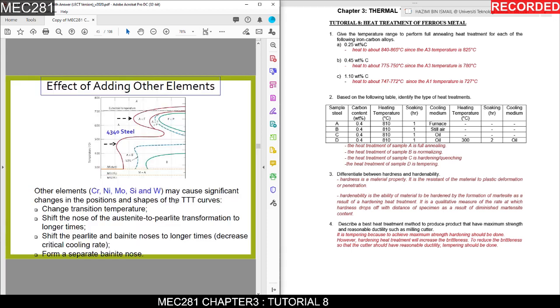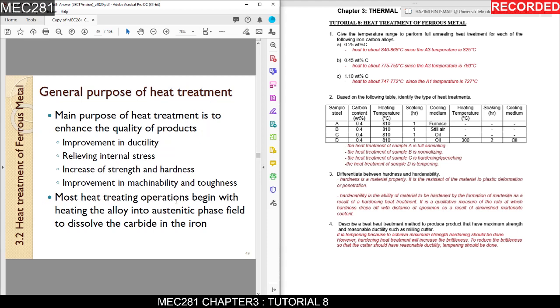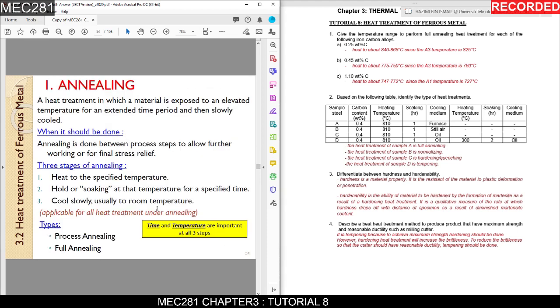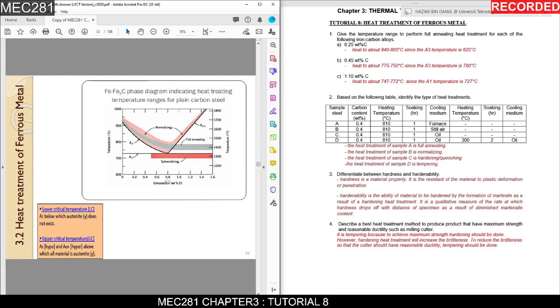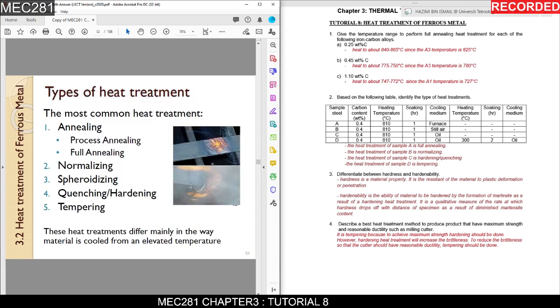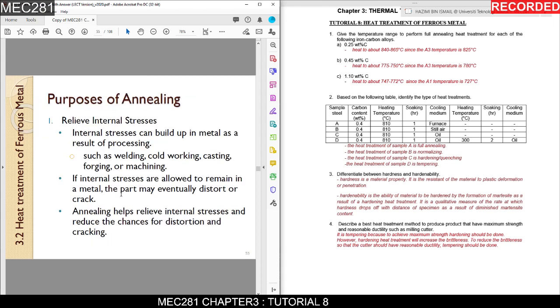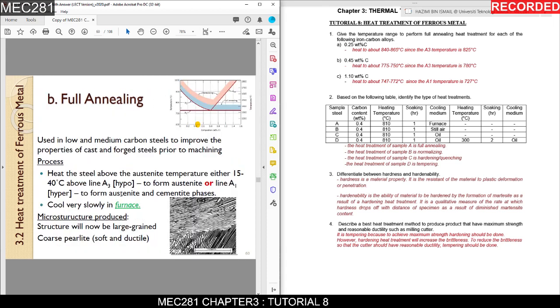If you still do not completely learn this chapter, by answering this question you can learn something by finding the answers in the notes. So let's find the full annealing using the furnace. Cool very slowly in the furnace. So A is the full annealing process and B is still air.